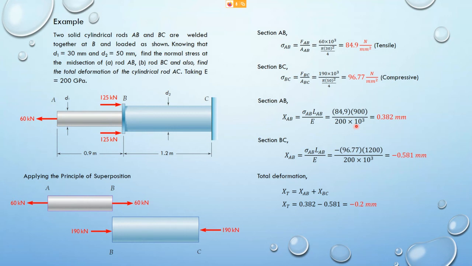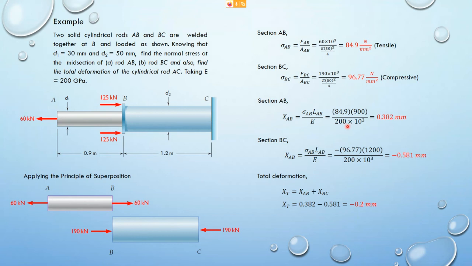So 200 times 10 to the power 3 is 200 gigapascal. 200 giga to 200 mega, so that means you have to multiply with 10 power 3. Or if you don't want to make it like that, from the beginning itself, change everything here to meter. Then you don't have the problem of putting in your E of 200 times 10 power 3.